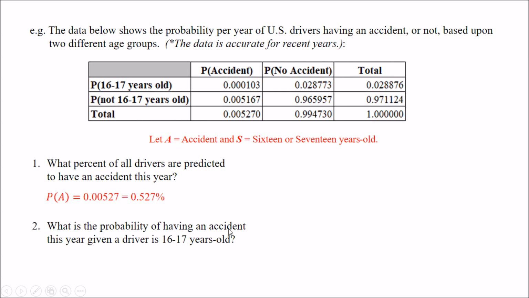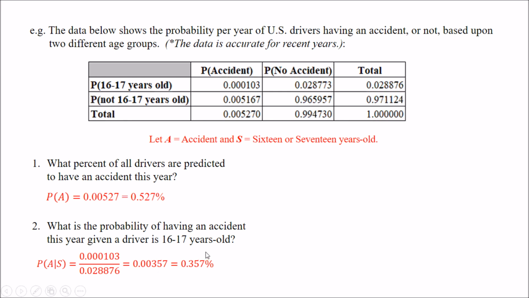What is the probability of having an accident this year given the driver is 16 to 17 years old? Given that the driver is 16 to 17 years old, we're only looking at the top row. It's like, forget about the rest of the data in this table. 0.000103 is the probability of having an accident out of all of the 16 to 17-year-old drivers, which is 0.028876. When I divide it out, I get 0.00357, or about 0.357%.